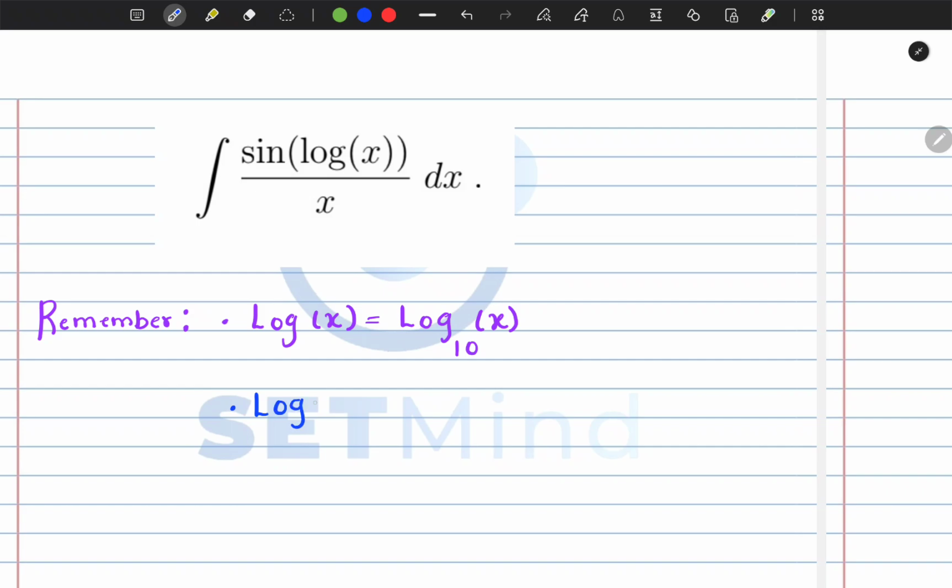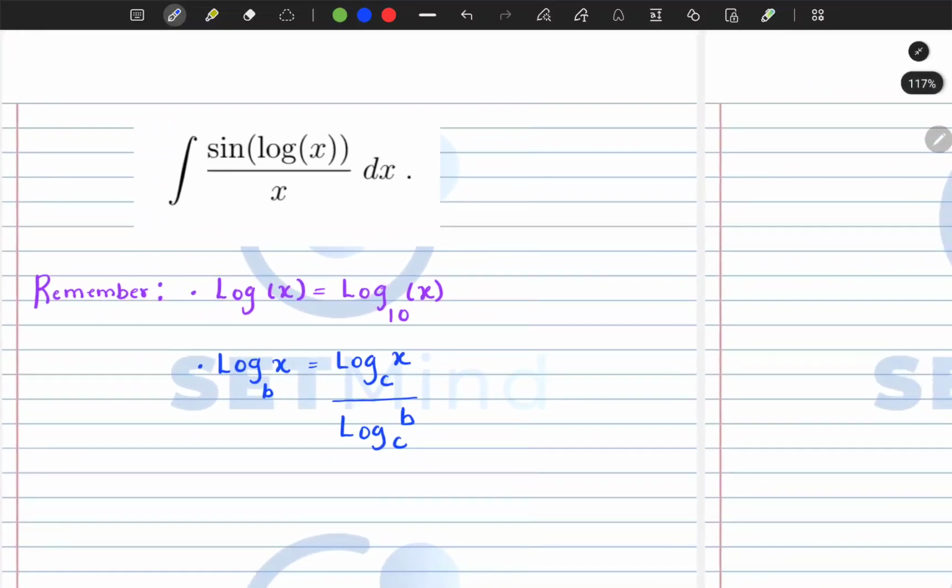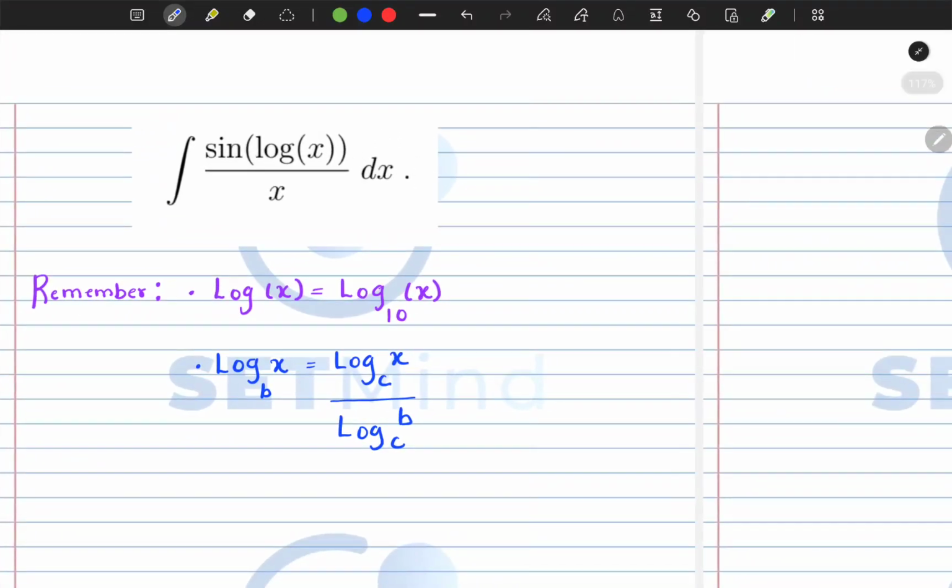One of them is that whenever you have log of x with base b, this can be written as log, let's say with base c, of x divided by another log with base c of b.